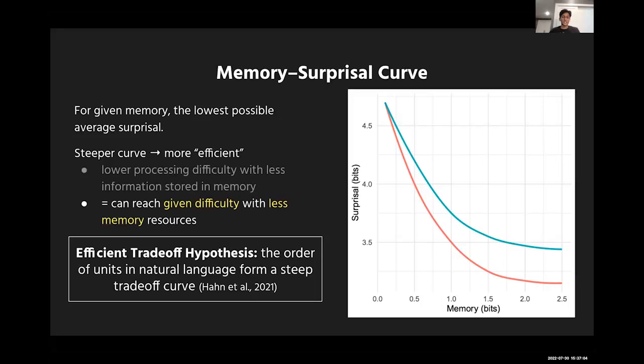And each of these curves is associated with a specific order of units. So an order of morphemes, order of words, or just any other kind of meaningful units of language. And the conclusion of the memory-surprisal curve is that we have this thing called the efficient trade-off hypothesis, which essentially says that the order of units in language is going to form a steeper trade-off curve. So we're trying to get to the steepest trade-off curve possible. And so languages are evolving over time. Their word order is shifting, their morpheme order is shifting in order to optimize for the efficiency of this curve.